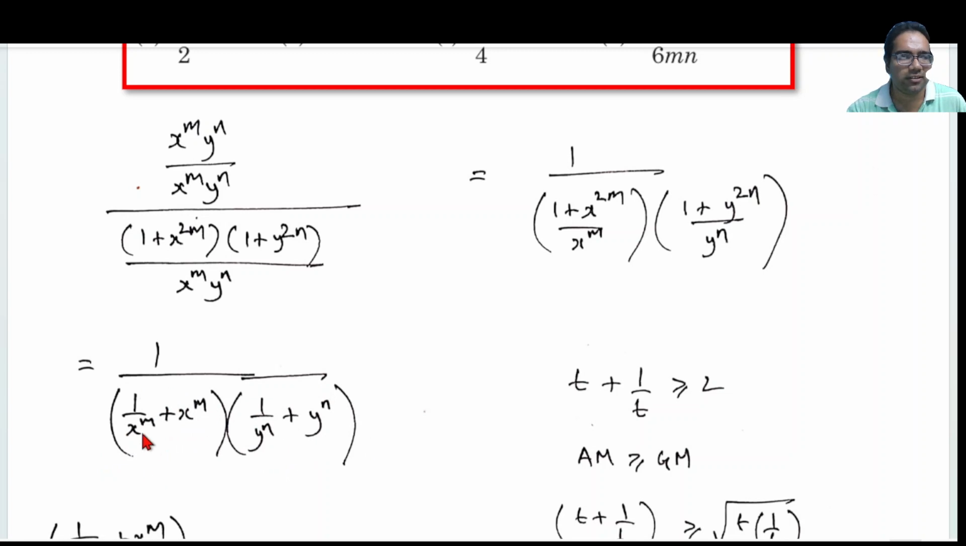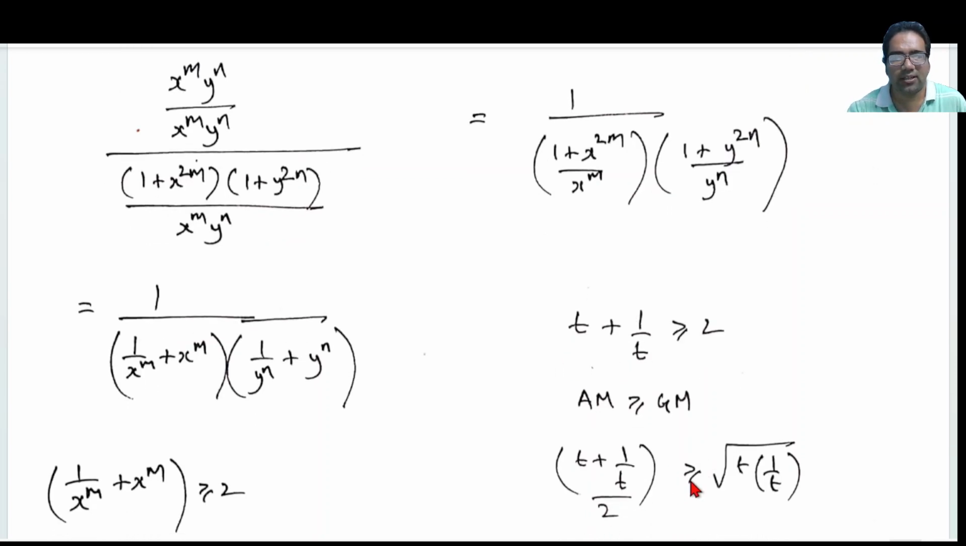Why this format? This is in the form of t plus 1 by t. Because t plus 1 by t is always greater than or equal to 2. Why? Because AM is always greater than or equal to GM, when t is a positive number. The average of t and 1 by t, (t + 1/t)/2, should be greater than or equal to the square root of t times 1 by t, which is the square root of 1, which is 1. So t plus 1 by t is greater than or equal to 2.